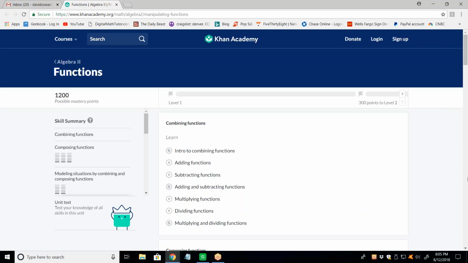Okay, so I started with the intro to combining functions. I understood the combining part, but then it asked me to evaluate this function, and I got really confused. So I wasn't really sure what to do after that. So I should click on that and that'll show us the function. Yep.